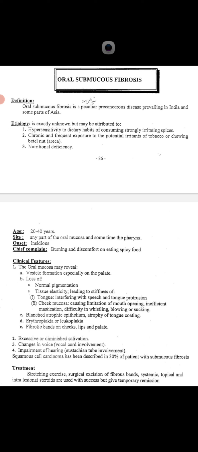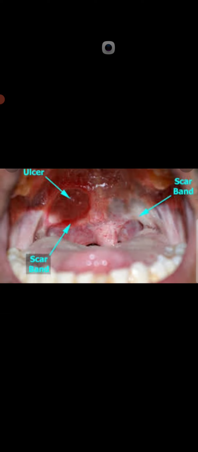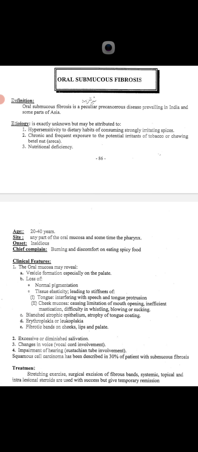Patients are unable to protrude the tongue, and there will be interference in speech due to stiffness of the mucosa of the tongue. Second, cheek mucosa stiffness, causing limitation of mouth opening. Why is mouth opening limited in patients? Due to cheek mucosa thickening. There will be inefficient mastication, and difficulty in whistling, blowing, or sucking.